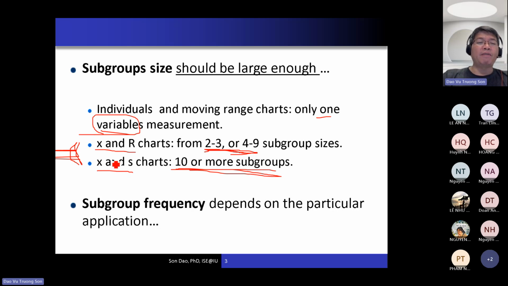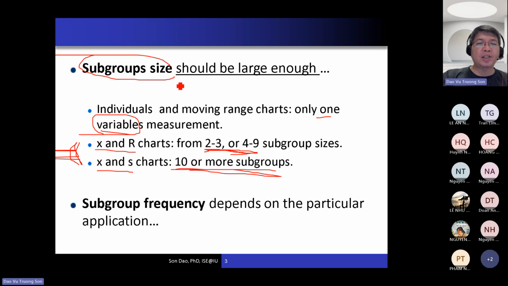So when we have 10 or more, based on the law of large number, the standard deviation will be a significant parameter to estimate the true spread of the distribution. Okay. And that is for the subgroup size.